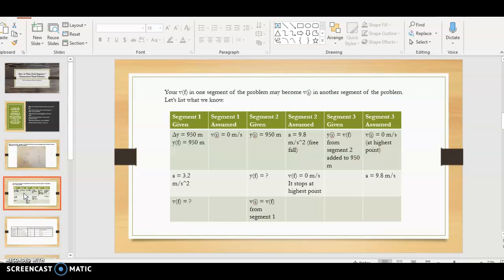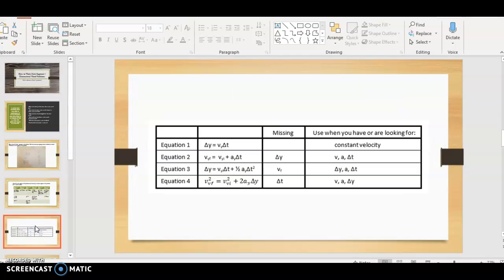So in this table, we have to assume some things and we have to realize that some things are given to us. What's really important here is that not always is your VI going to be the same, or your VF. The VF in segment 1 becomes the VI, or your initial velocity, in segment 2. And we'll go over that as we go through the slides. In this problem, we're not going to be learning any new equations. We're going to be using what we already have.